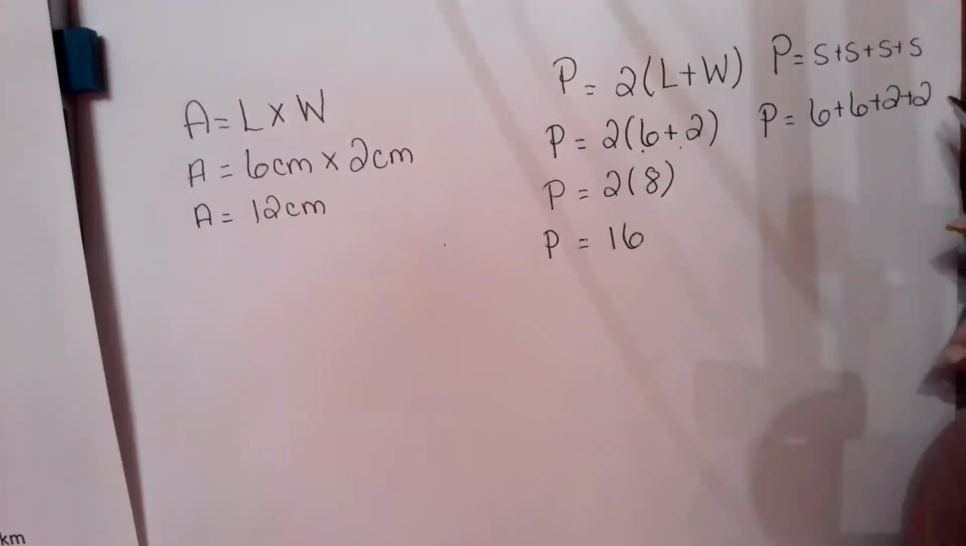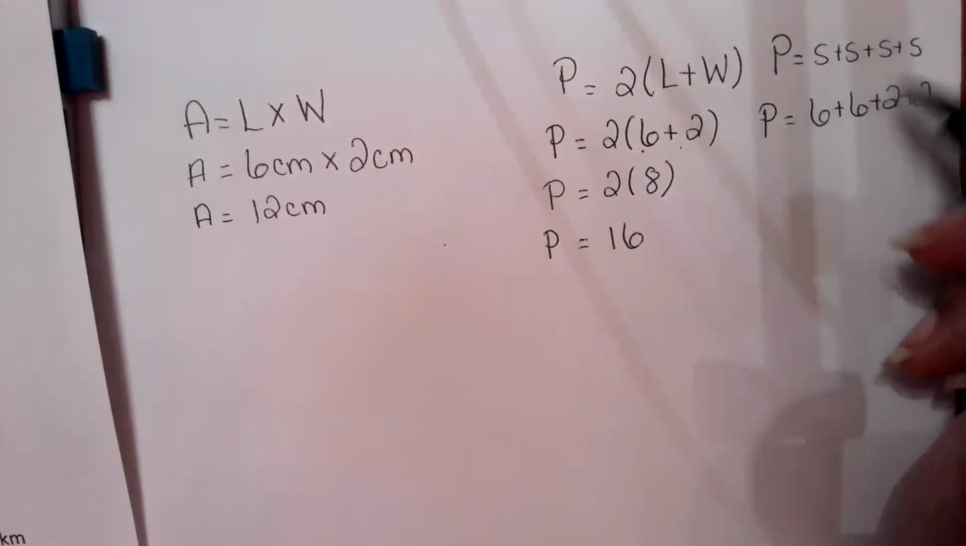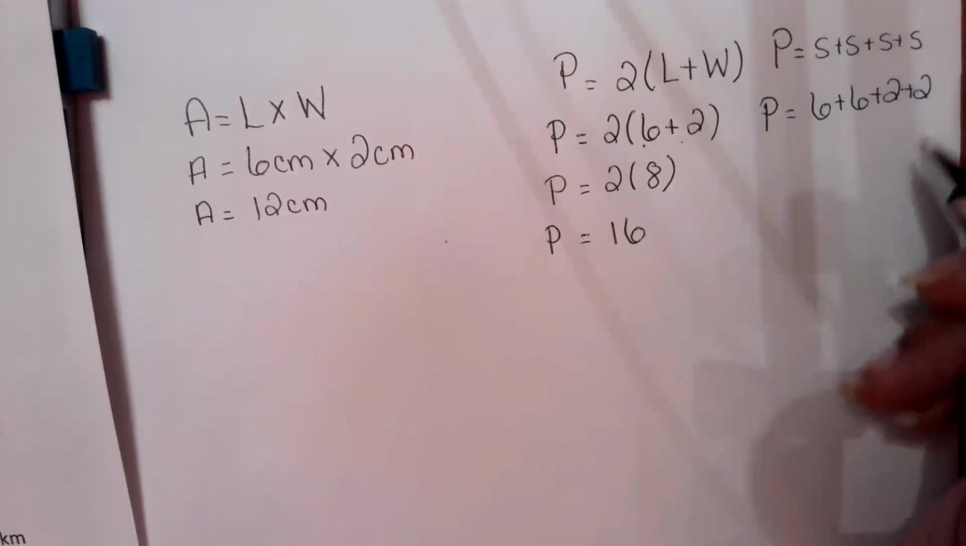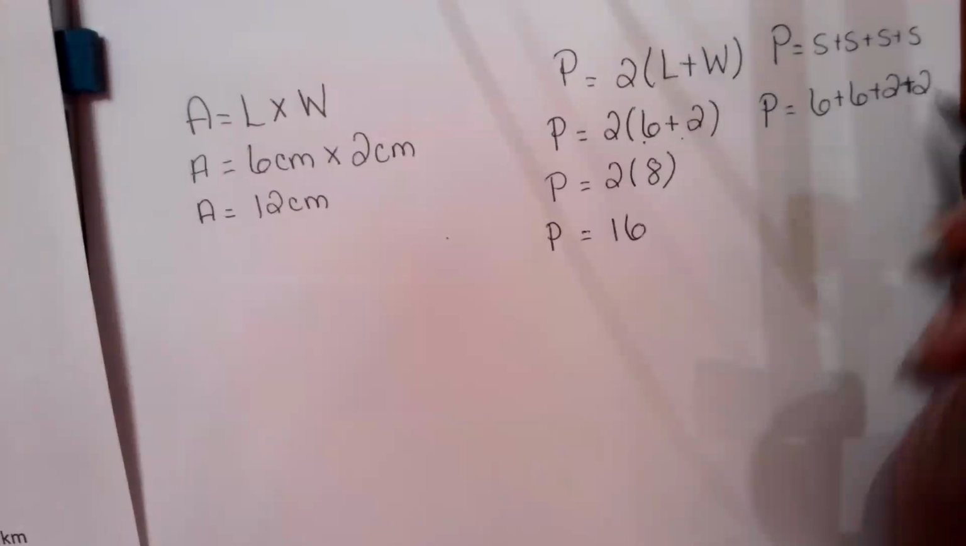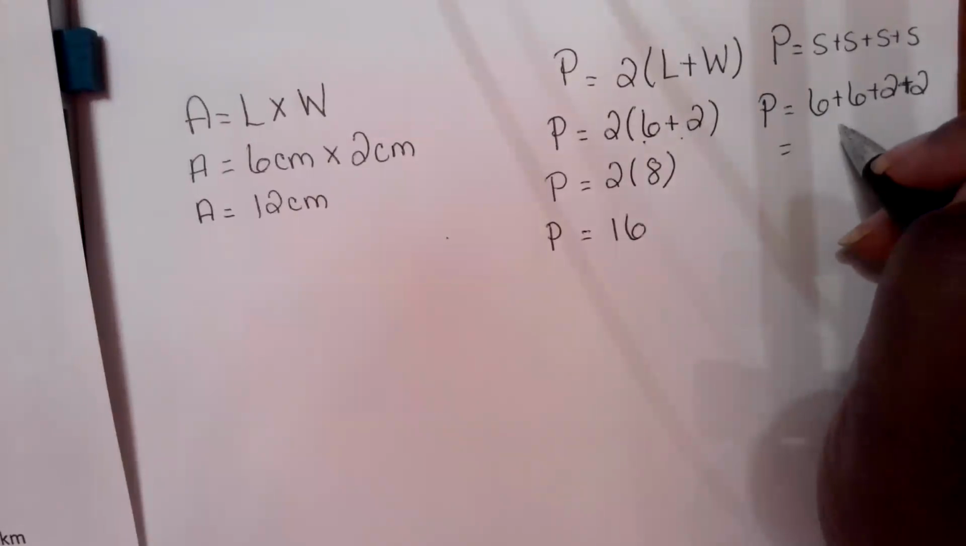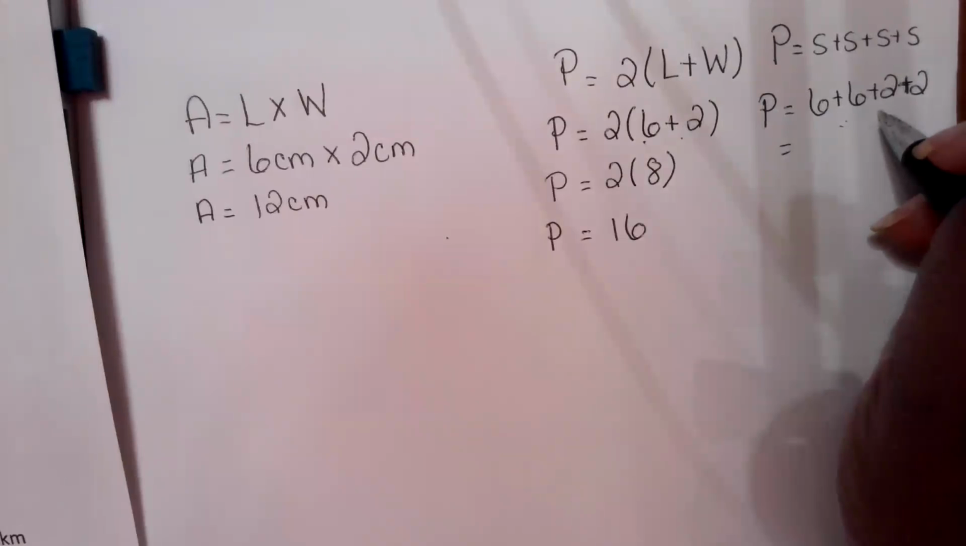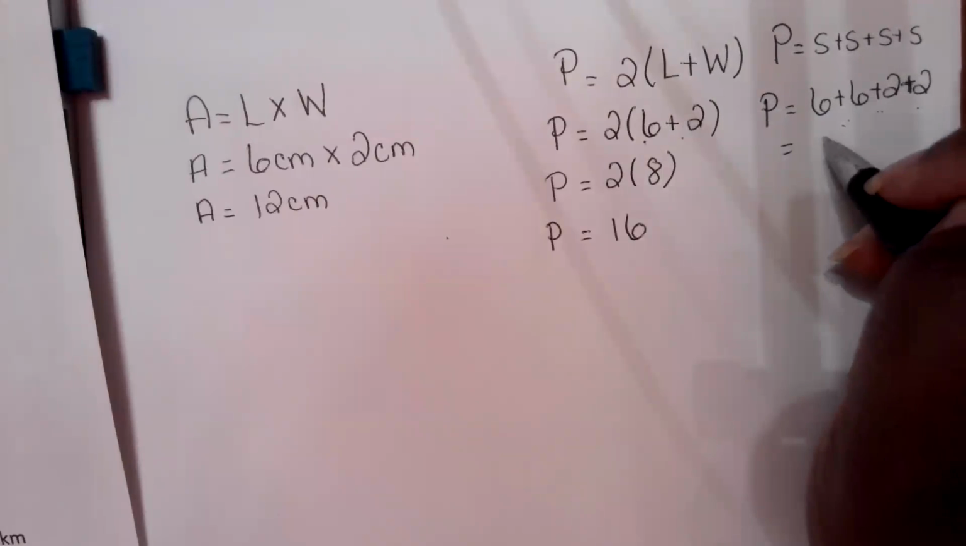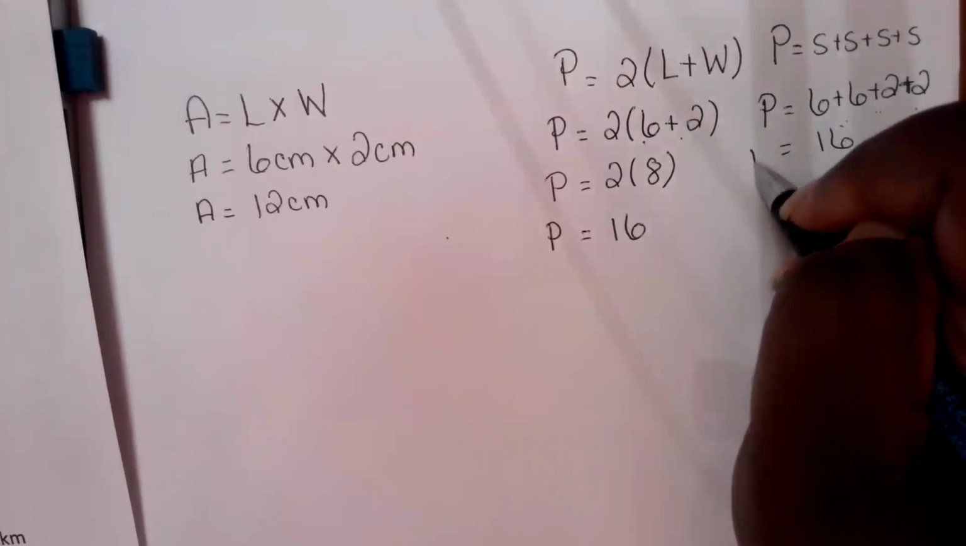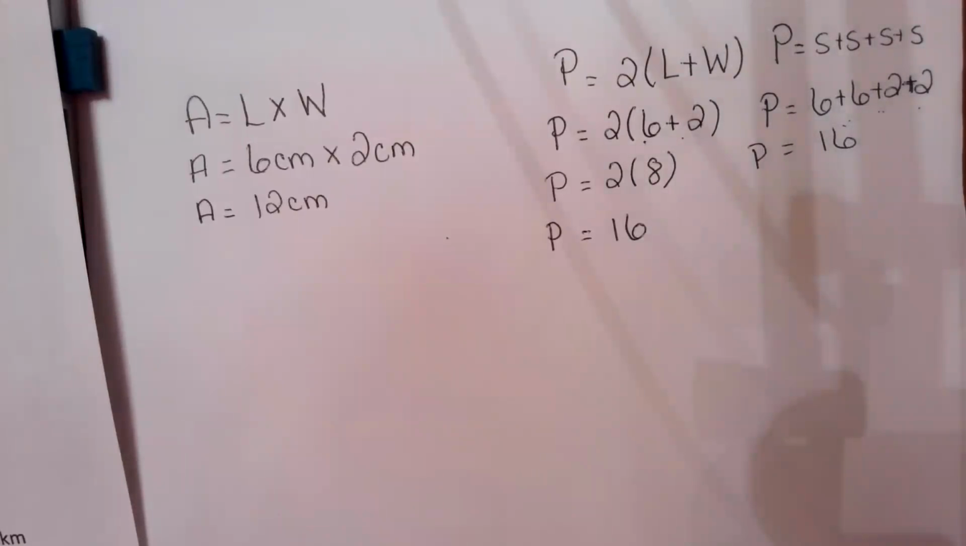So I have 6 plus 6 plus 2 plus 2 because I have 4 sides. 2 of them are 6 each. The other 2 are 2 each. And then I'm going to add: 6 plus 6 is 12. 12 plus 2 is 14. 14 plus 2 is 16. So my perimeter is still the same, 16, regardless of which formula I decide to use.